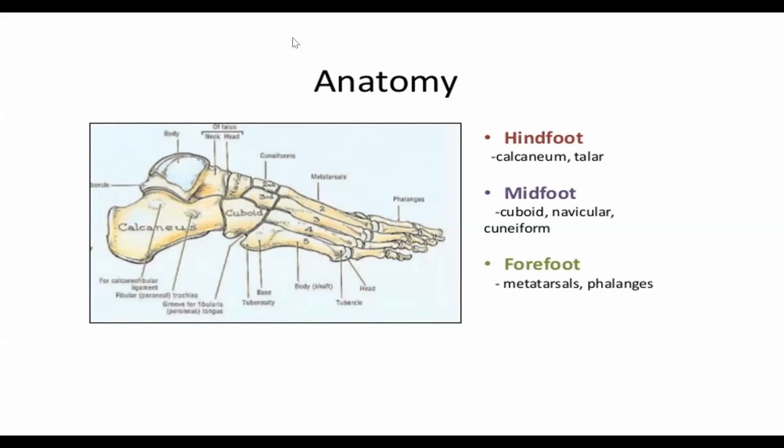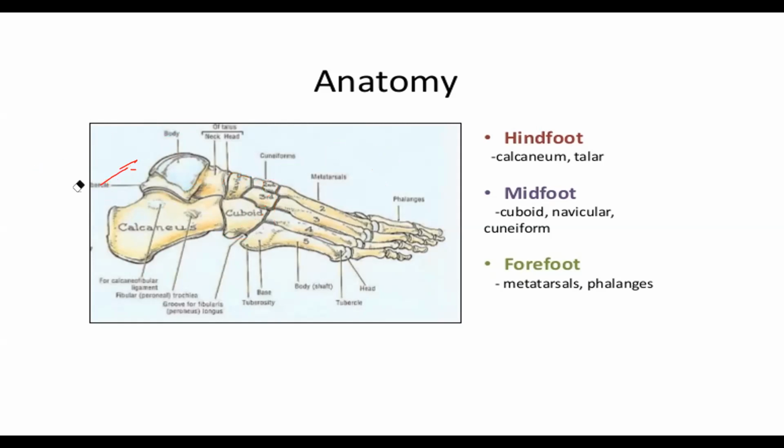After the talus and calcaneum, this is the midfoot. The midfoot comprises navicular, cuboid, and cuneiforms. So three cuneiforms, cuboid, and navicular come into the midfoot. The rest, the metatarsals and phalanges, come into the forefoot. Oh, sorry, forefoot. So this is the forefoot and this is the hindfoot. Hind is "hath", forefoot is "pair", or "pichhe hath". That way you can remember the hindfoot and forefoot.